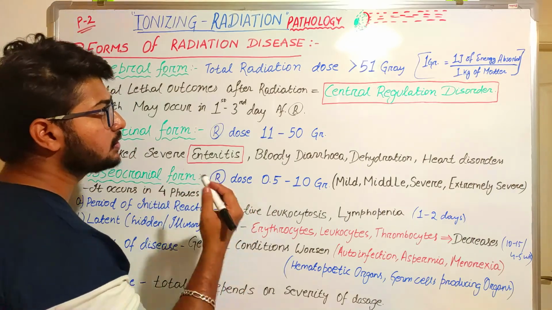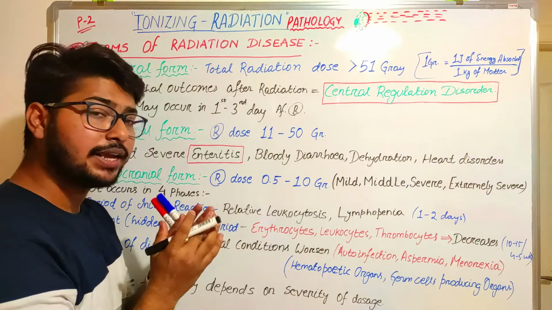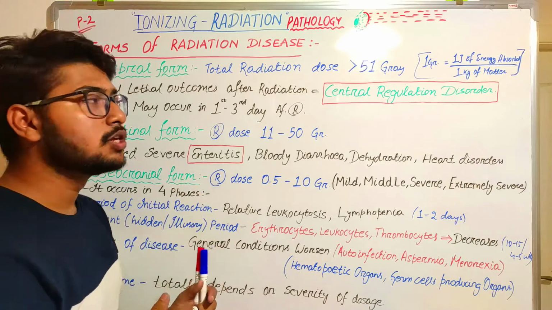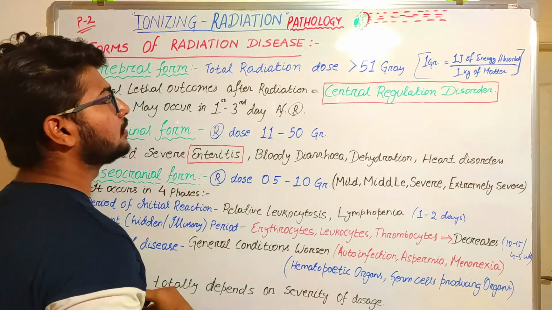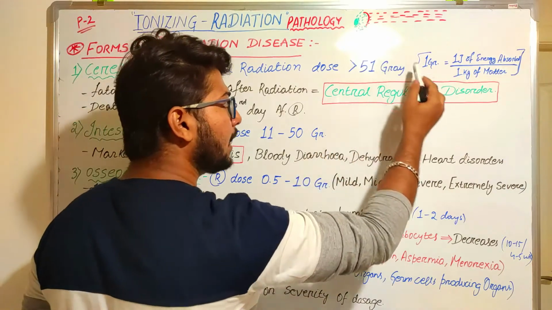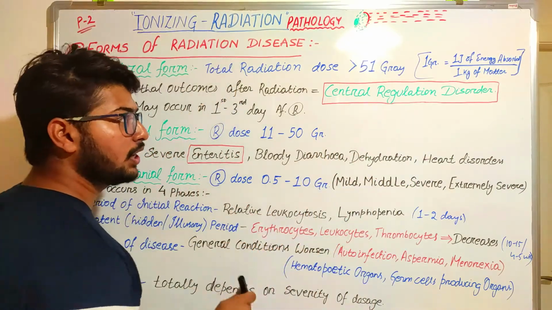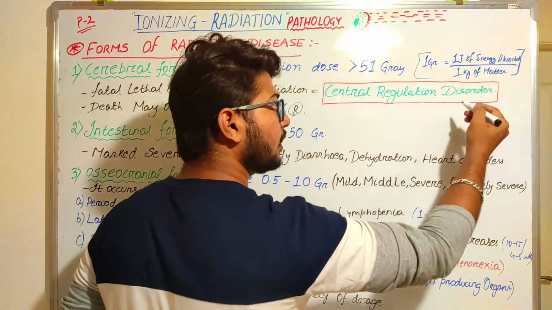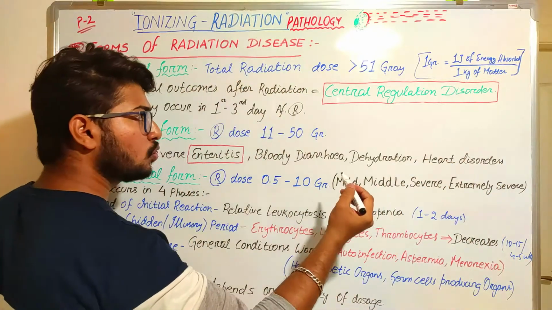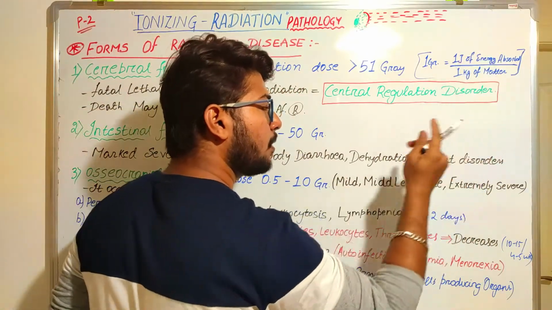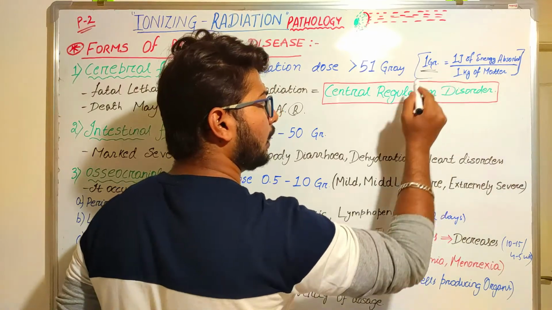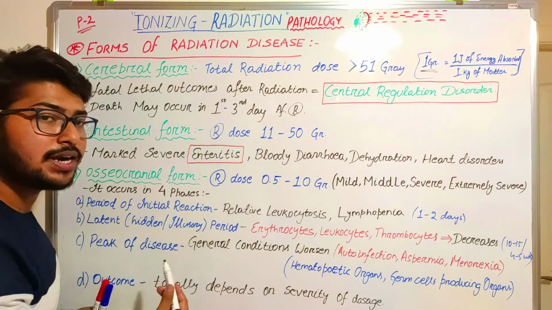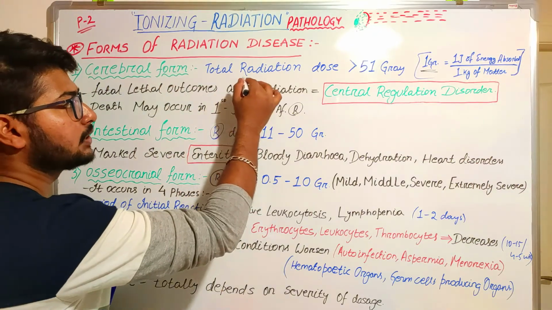Everything is measured in some units, so in that manner, the radiations are also measured in the gray unit. Gray is the simplest unit, otherwise said as 1 joule of energy absorbed by the body per kg of matter. If 1 joule of energy is absorbed per kg of matter, then it is called 1 gray. Now these forms of radiation disease are divided according to the radiation dose.